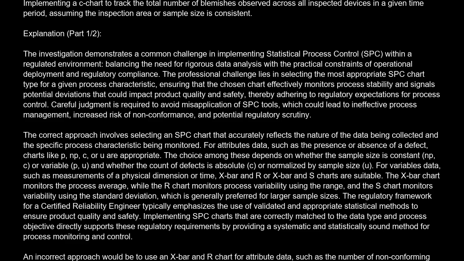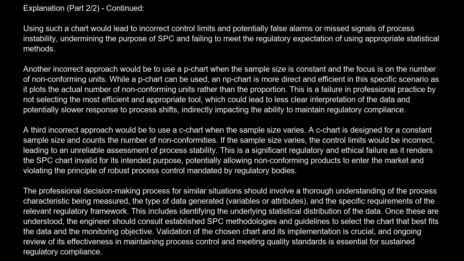An incorrect approach would be to use an X-bar and R chart for attribute data, such as the number of non-conforming units in a batch. This is a regulatory and ethical failure because attribute data does not follow a normal distribution, which is an assumption for X-bar and R charts. Using such a chart would lead to incorrect control limits and potentially false alarms or missed signals of process instability, undermining the purpose of SPC and failing to meet the regulatory expectation of using appropriate statistical methods.